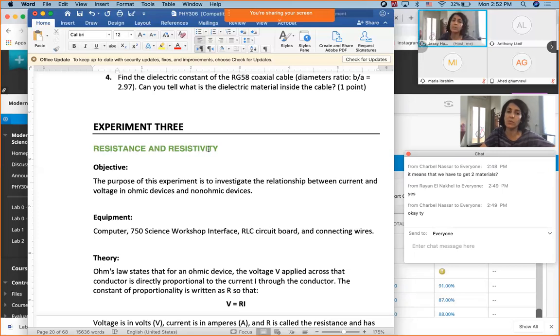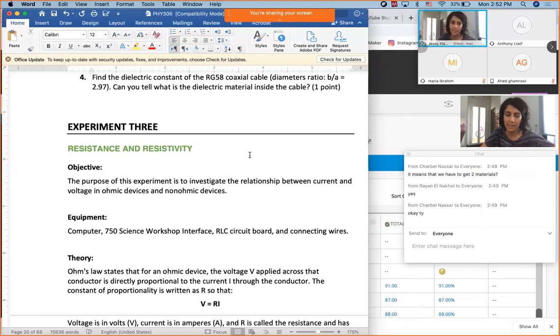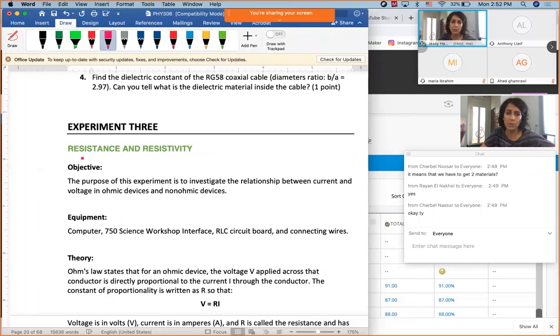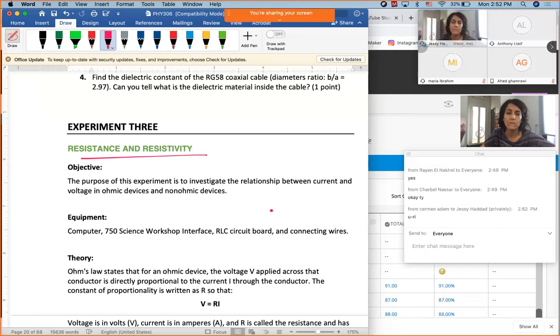Now, resistance and resistivity, this lab is extremely quick and easy. You just need to know Ohm's law. Can you quickly tell me what Ohm's law is? Anyone? Yes, somebody wrote U minus Ri. You meant U equals Ri.